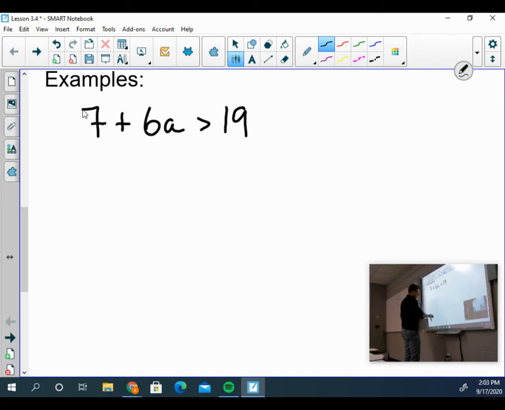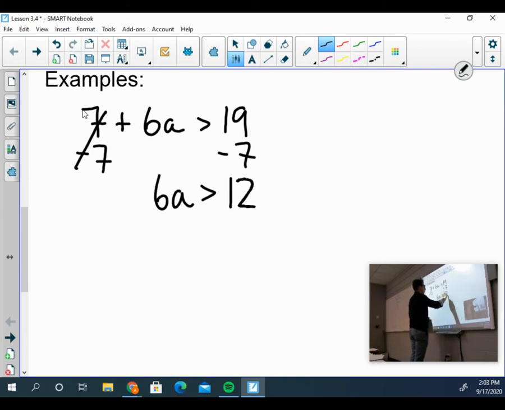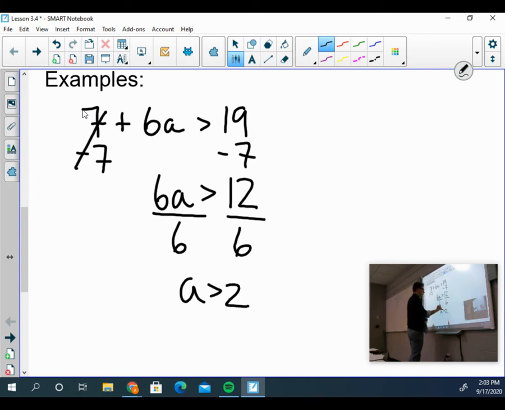Well, I'm going to move the constant first. Again, we always move that constant. Combine it with the 19, and I get 6a is greater than 12. And just like you did with equations, your last step, go ahead and divide that 6a by 6. Again, that'll get a by itself. We get a is greater than 2. Again, nothing really new here. It's like the two-step equations we did in 2.2, just with an inequality. So again, pause the video if you are not ready to move on, copy this down, and we will go from there. All right, next example.